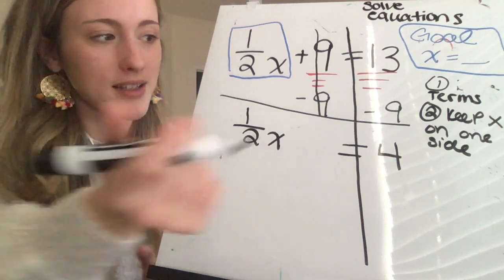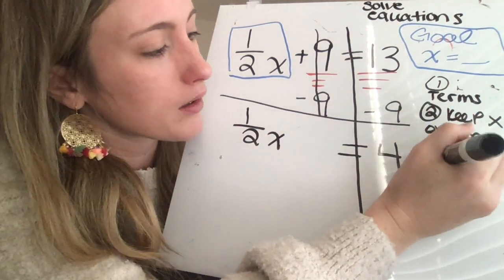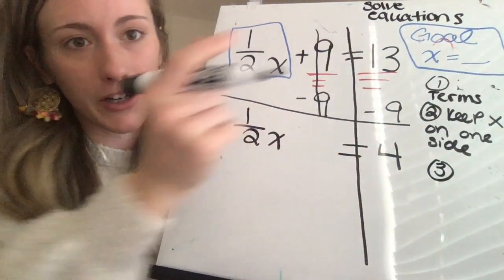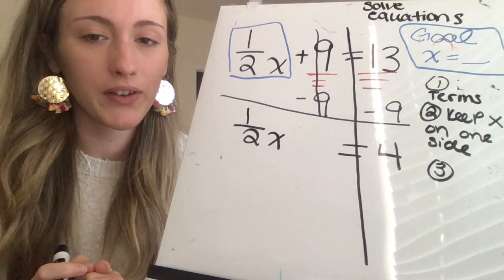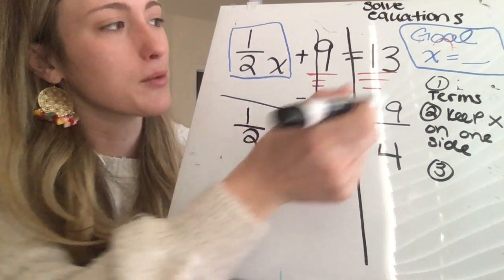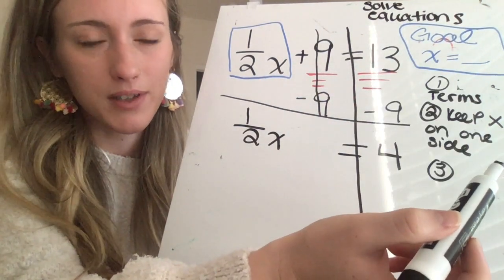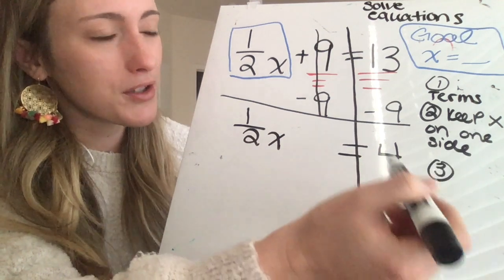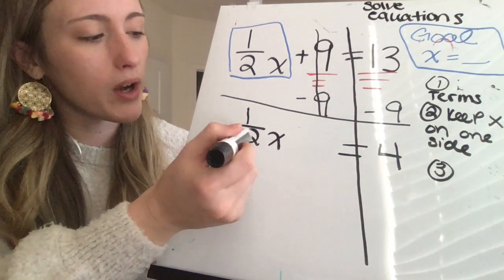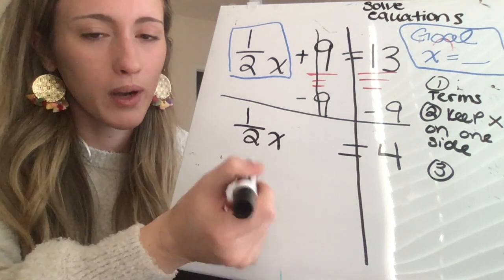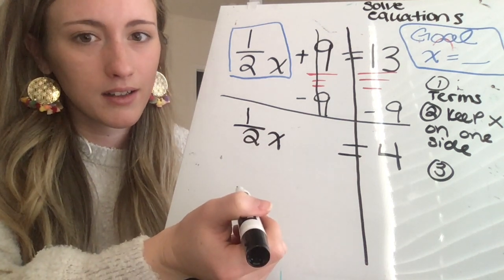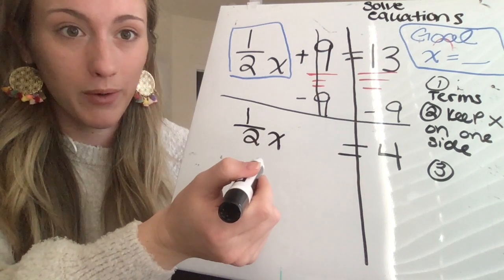Well, now we have to isolate our variable. When you say isolate something, that means you have to get it alone by itself. We want it just to say x equals something, right? Not 1/2 x equals something. So in order to do that, this says 1/2 times x. Remember, we do the opposite. So what's the opposite of 1/2 times x? Right, we need to divide it by 1/2.